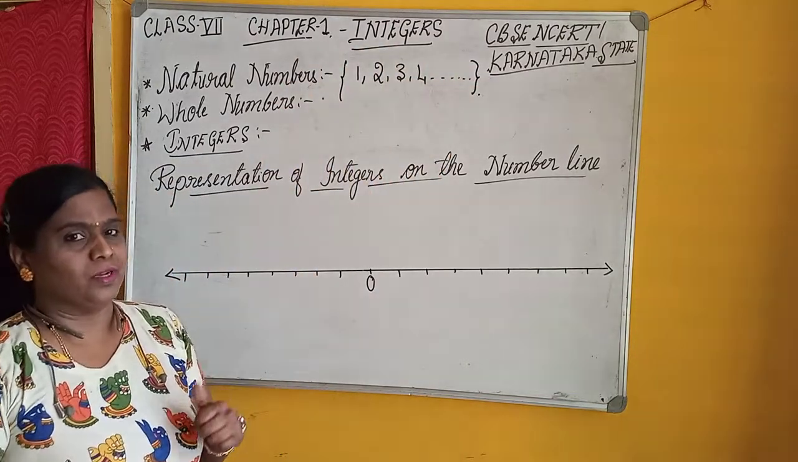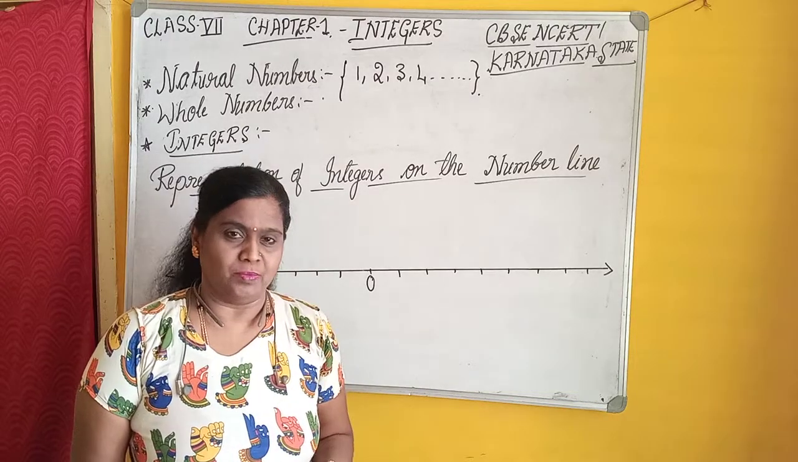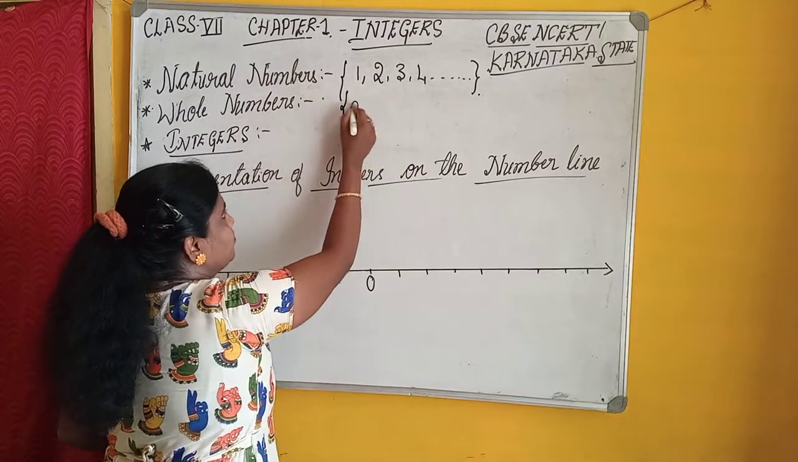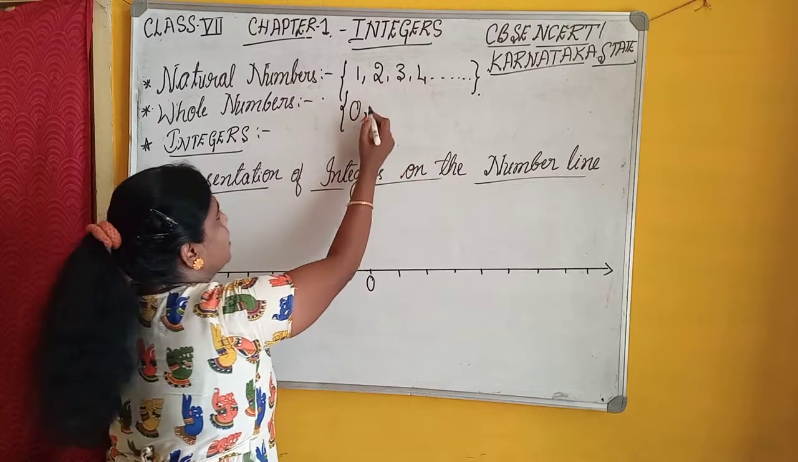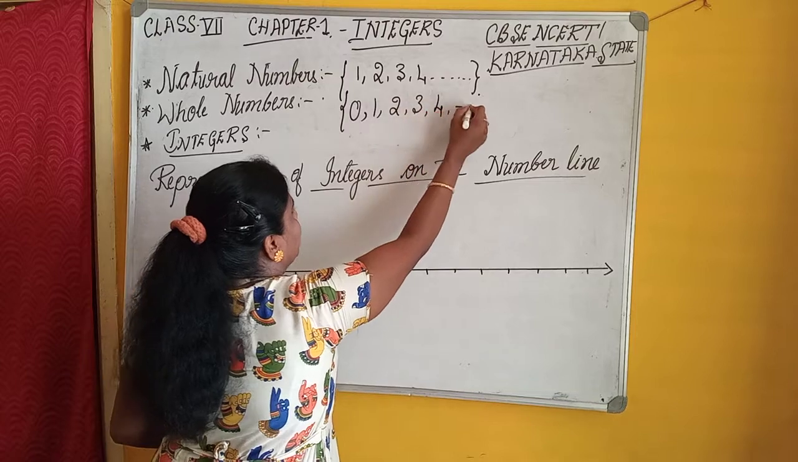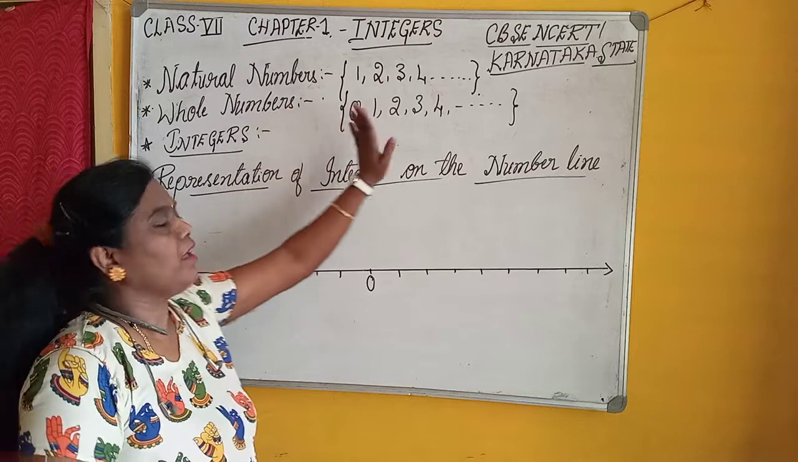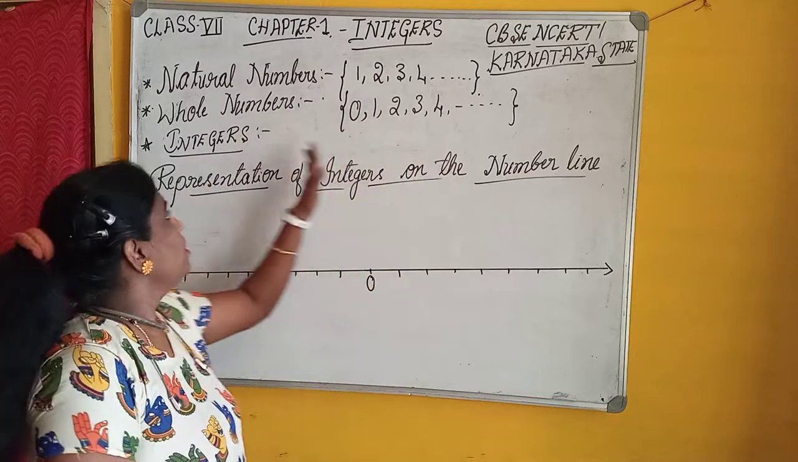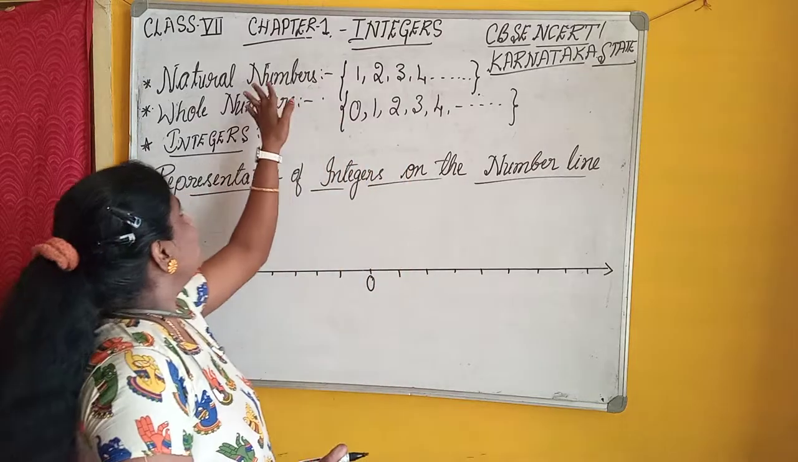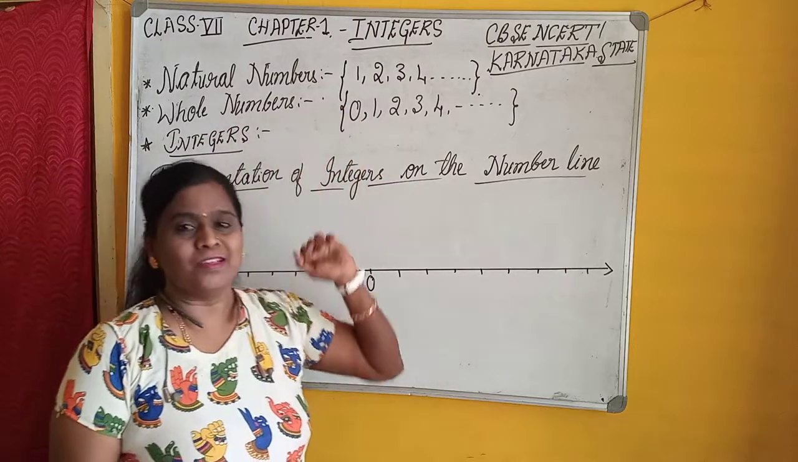Next comes the whole numbers. What are whole numbers? The whole numbers consist of natural numbers along with 0. Here it consists of a set of natural numbers along with 0: 1, 2, 3, 4, etc. up to infinity. Understood? The first natural number is 1. In the same way, the first whole number is 0. The least natural number is 1. In the same way, the least whole number is 0.